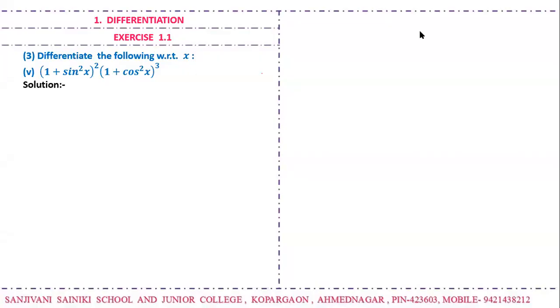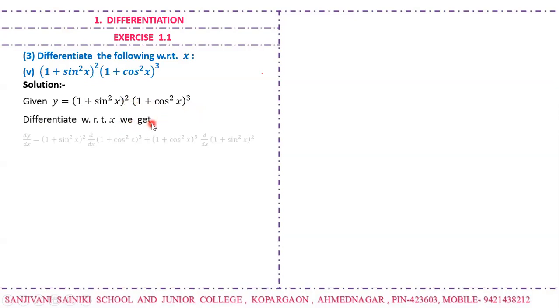Next example. Differentiate the following with respect to x: (1 + sin²x)² into (1 + cos²x)³. So given y is equal to (1 + sin²x)² into (1 + cos²x)³. Differentiate with respect to x, we get, again here there is a product of two functions, so we have to use the product rule.